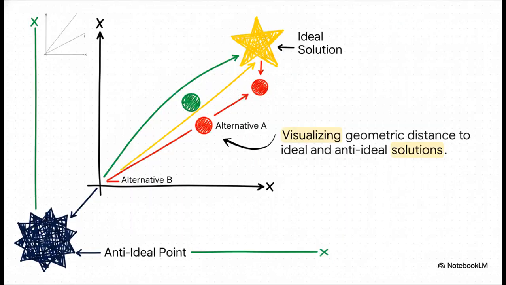This is such a brilliant core philosophy. We simply calculate the Euclidean distance, which just means drawing a straight line between 2 points, to find the alternative physically closest to the best point and furthest from the worst point. Think of it like plotting your options on a grid. One alternative might be physically closer to that top right ideal solution star and further from the bottom left anti-ideal point, compared to another alternative. It takes abstract data and translates it into physical geometric distance.